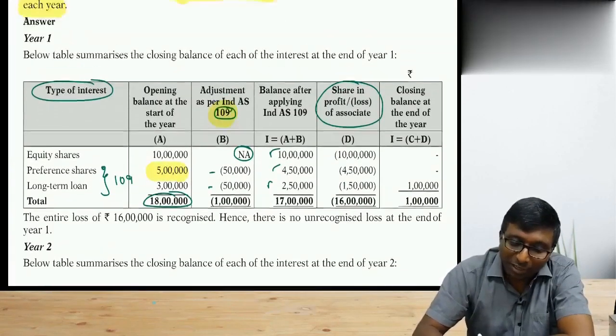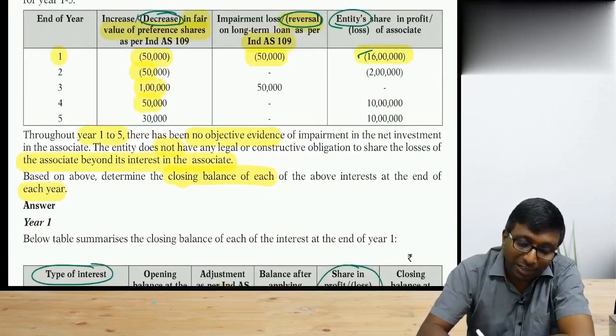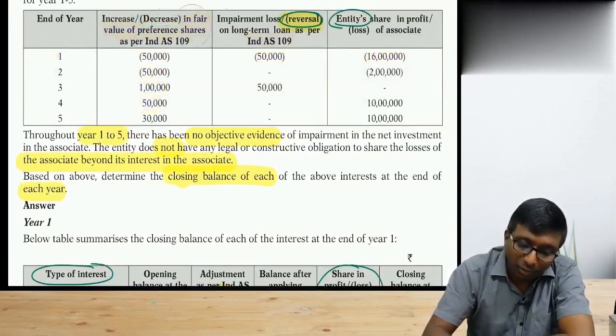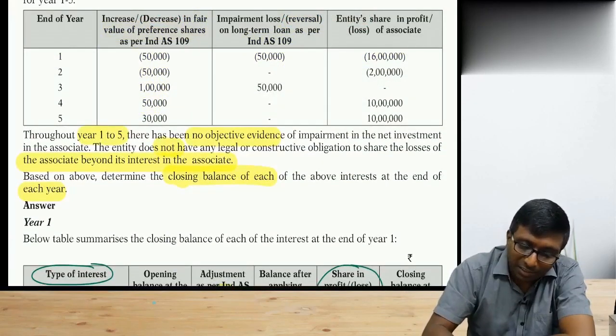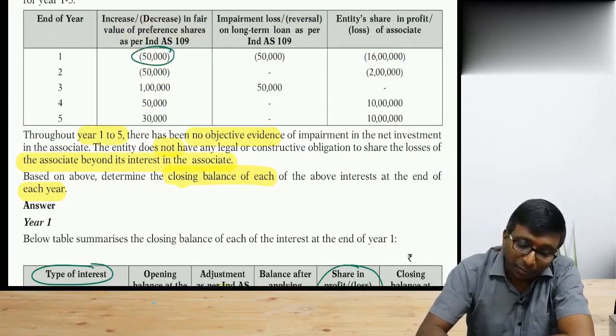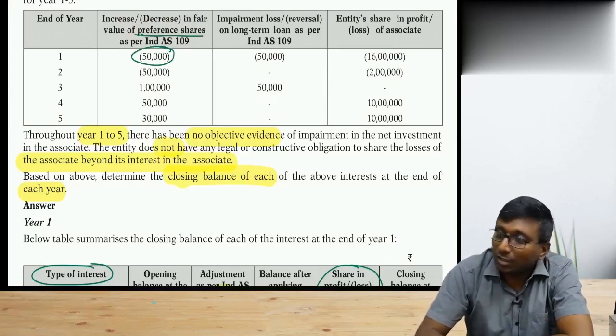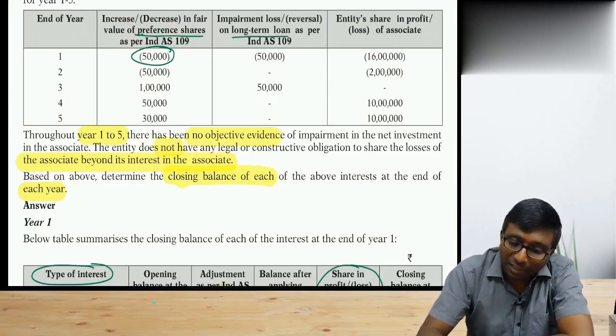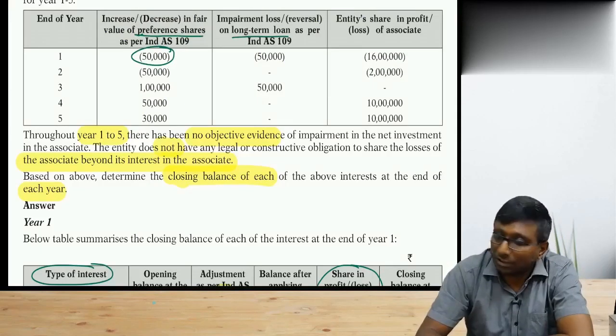First, as per Ind AS 109, is there a loss or not? Is there a loss here? There is a loss. Loss for which one? Preference shares. Can you see that? Correct. And here there is a gain or loss, whatever it is. There is for the long term loan.